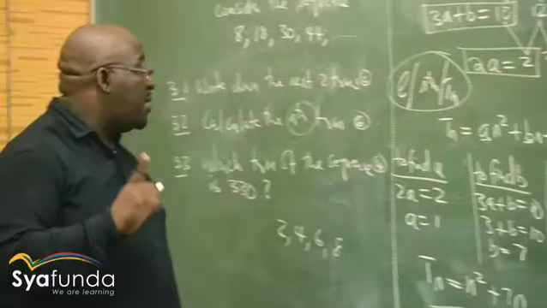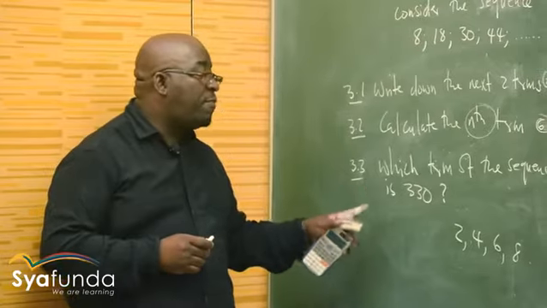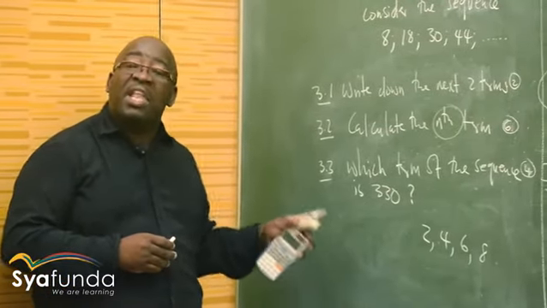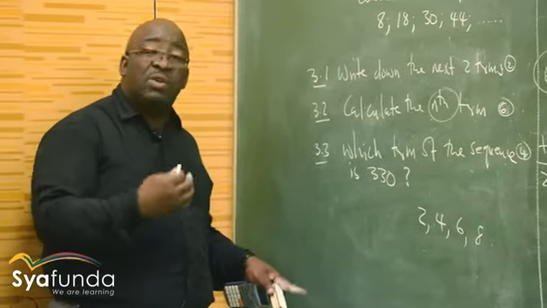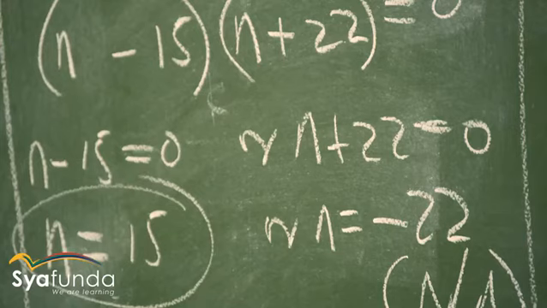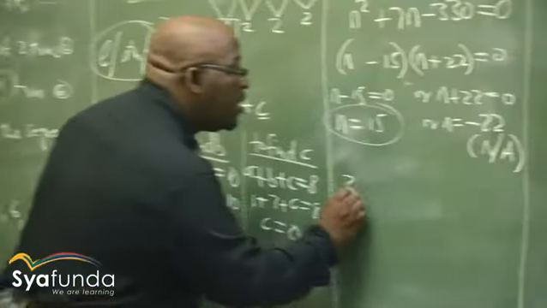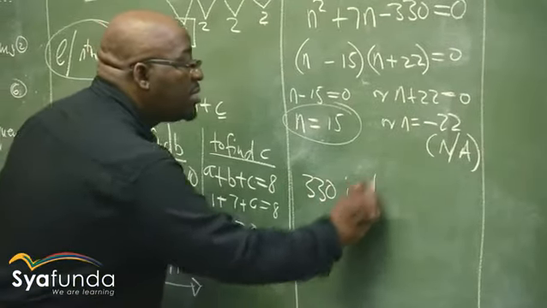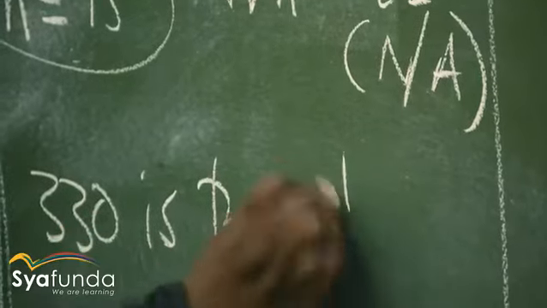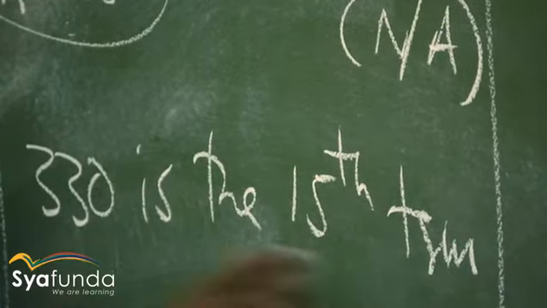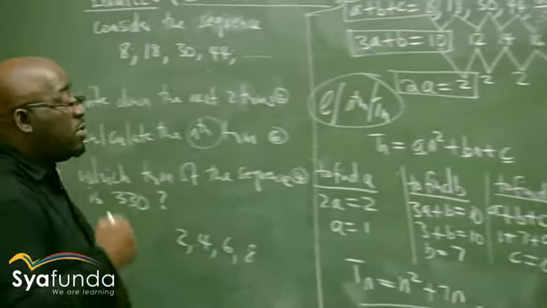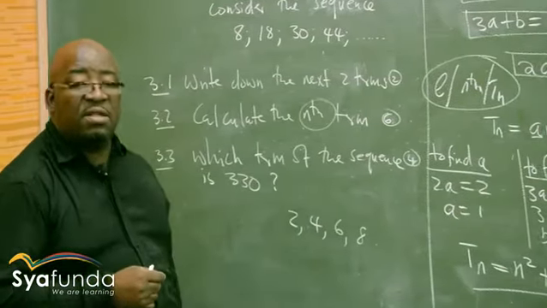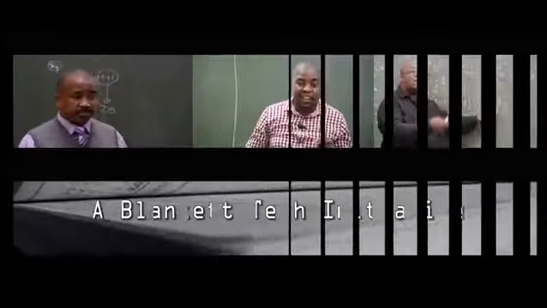Remember the question. The question says, which term of the sequence is 330? It is important that we must respond to the question. Because now we know that 330 is the 15th term. So we write that 330 is the 15th term. Now, this is how you respond to your solution, because we now know that 330 is the 15th term. Thank you.